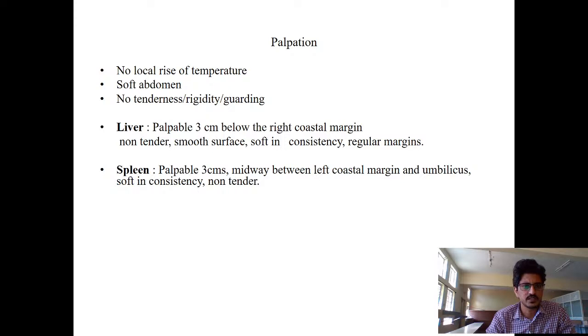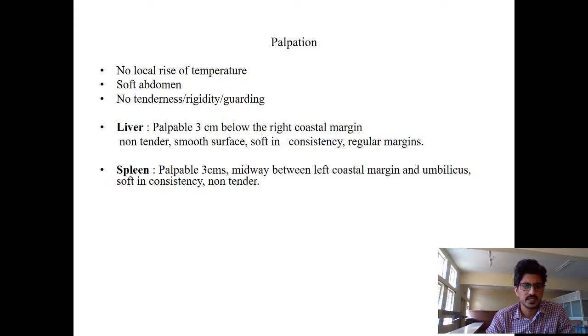Coming to palpation, no local rise of temperature, soft abdomen, no tenderness, rigidity, or guarding. And the liver is palpable 3 centimeters below the right costal margin, non-tender, smooth surface, soft in consistency, and regular margin. Okay.